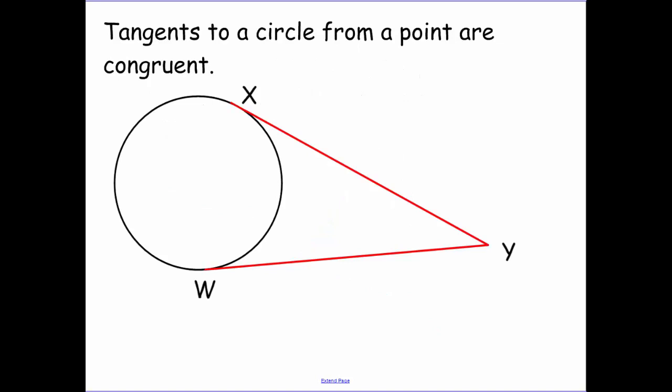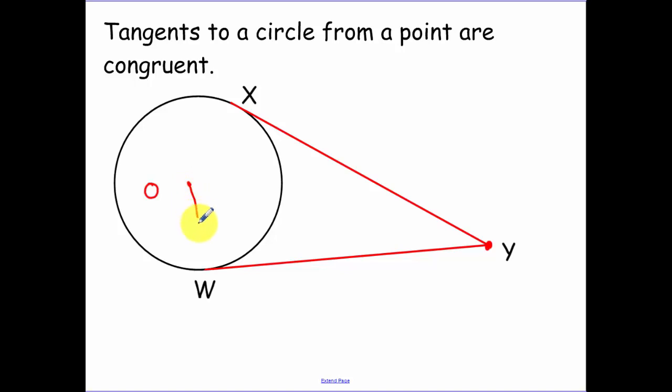And this next one is the one we're going to be using a lot. We're going to be using those other ones a lot too. So, tangents to a circle from a point are congruent. If you think about it, we have a circle, I'm going to give it a name, circle O. Tangents to a circle from a point are congruent. So I have a point out here, Y, and I have two tangents, XY and XW. Those are going to be congruent.